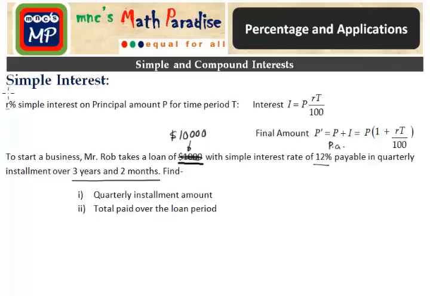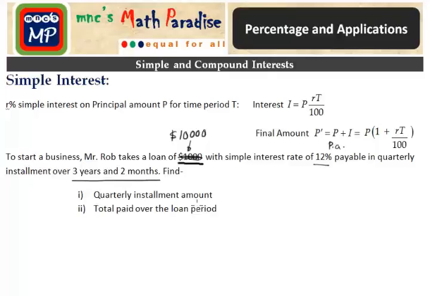Let us do one more example on simple interest. To start a business, Mr. Rob takes a loan of $10,000 with a simple interest rate of 12% per annum, payable in quarterly installments over 3 years and 2 months. So Mr. Rob is taking a $10,000 loan with a simple interest rate of 12% per annum, and he will be repaying the full loan in 3 years 2 months time, and the payment method will be quarterly installments. So these are the information given.